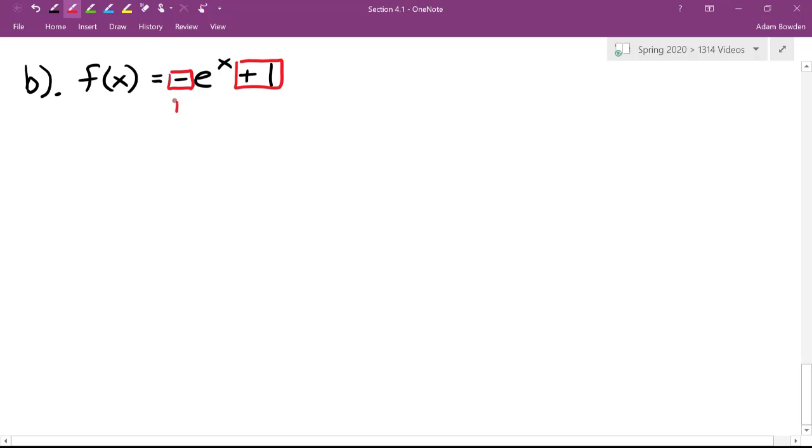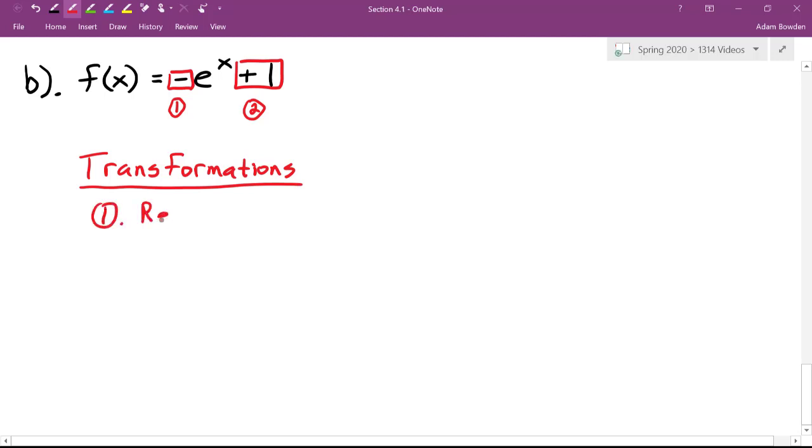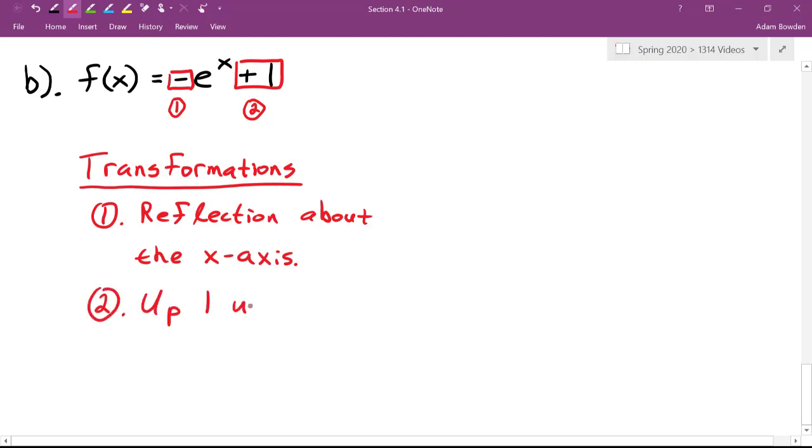So there are two transformations here. One of them is the negative in the front, and this other one, the plus 1, is going to cause another transformation to occur. So if we go back and recall what transformations happen in cases like this, the negative will cause a reflection. In fact, it'll be a reflection about the x-axis. And the plus 1 is going to cause a transformation up by 1 unit.